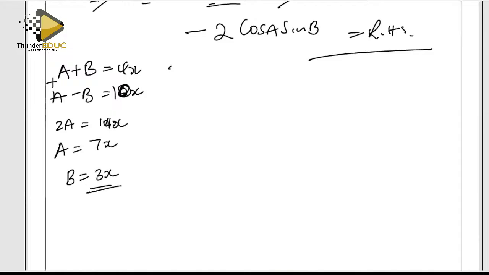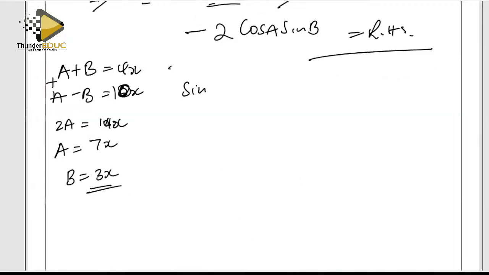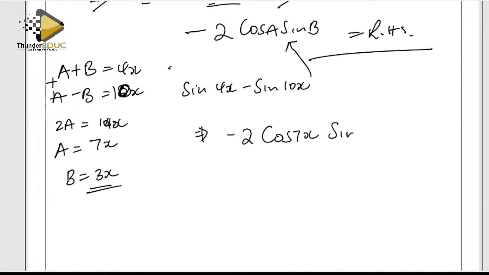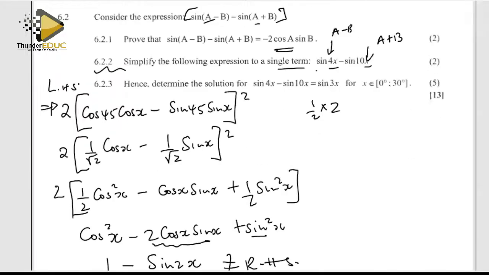Then what this means is that where I see the sine of 4x minus the sine of 10x, I'm just going to equate it to this whole thing and say that it's going to end up with negative 2, the cos of a, which is 7x, and then the sine of b, which is 3x. So that is what I would have done for that part.